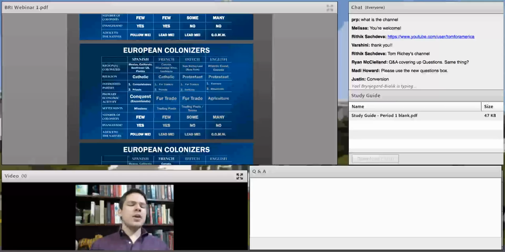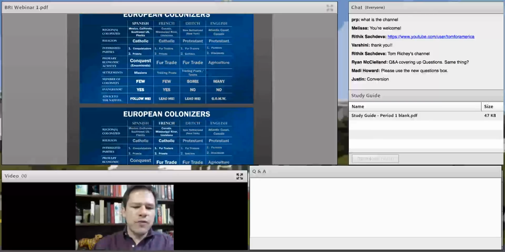And I tend to use General Patton. General Patton said, "Lead me, follow me, or get out of my way." And so the colonizers all had different ways of dealing with this. So the Spanish, they wanted the Indians to follow them. They wanted the Indians to learn their language. They wanted the Indians to work for them. And so the French are going to view this in a different way.